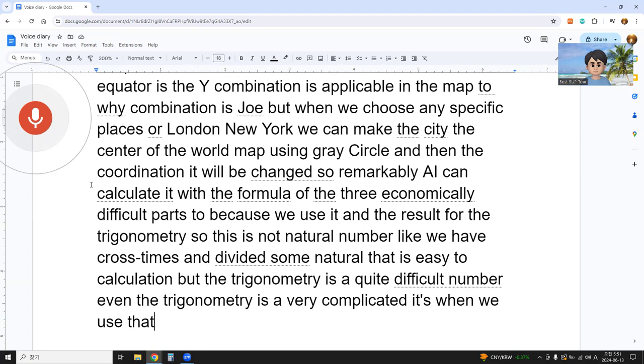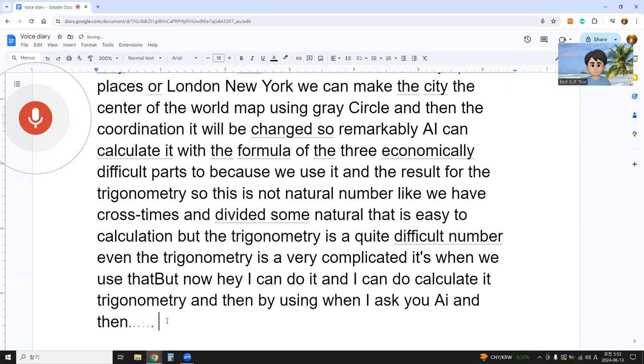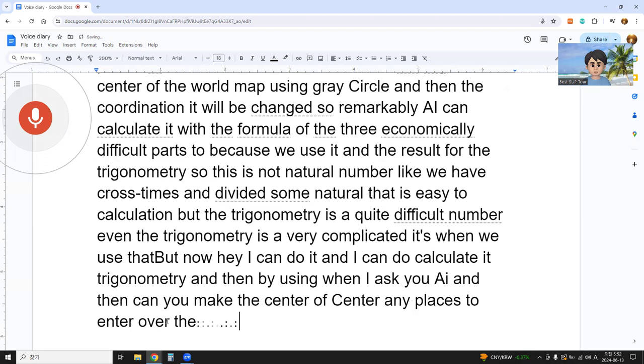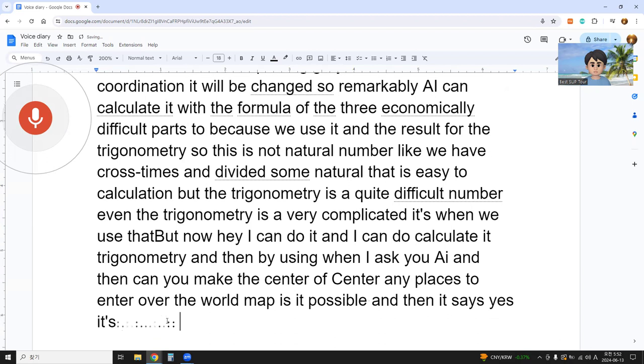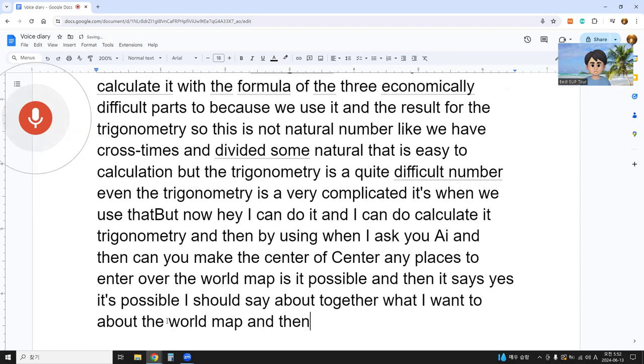But now AI can do it. AI can calculate trigonometry. So when I ask AI, can you make any place the center of the world map? Is it possible? AI says yes, it's possible. But to get a perfect result, I should ask in detail what I want about the world map, for example, with the great circle.